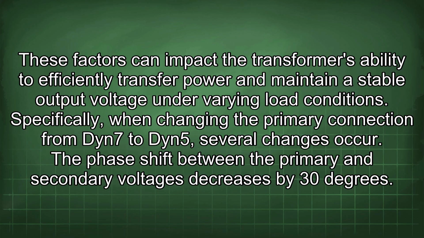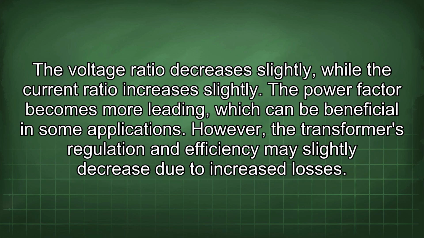Specifically, when changing the primary connection from Dyn7 to Dyn5, several changes occur. The phase shift between the primary and secondary voltages decreases by 30 degrees. The voltage ratio decreases slightly, while the current ratio increases slightly. The power factor becomes more leading, which can be beneficial in some applications.